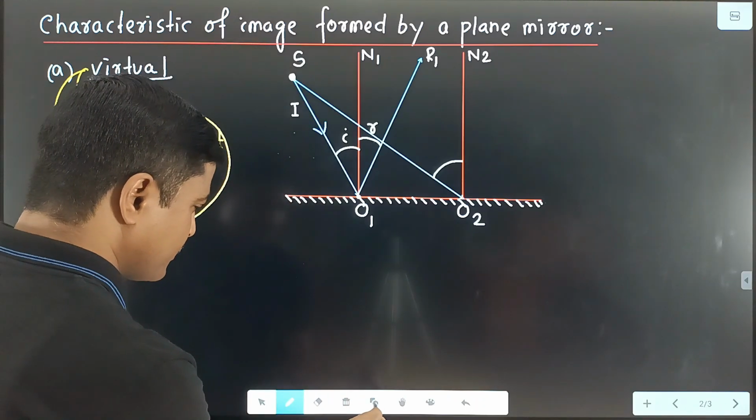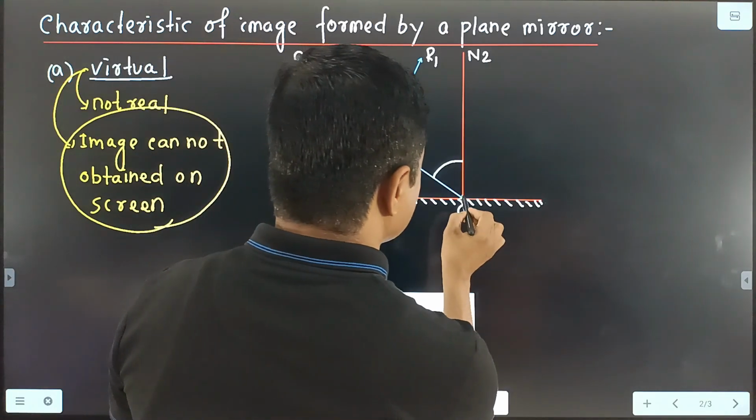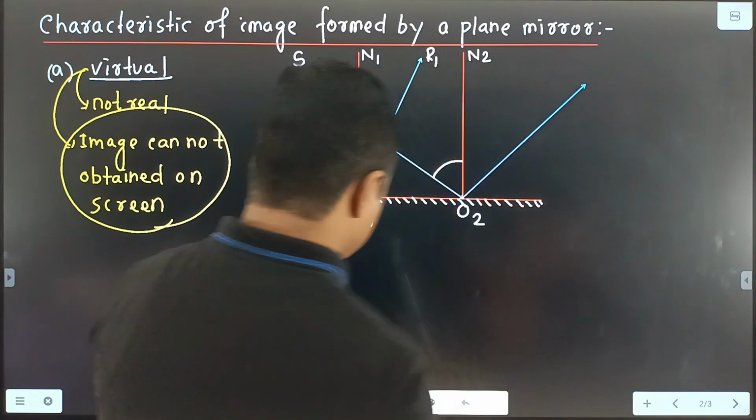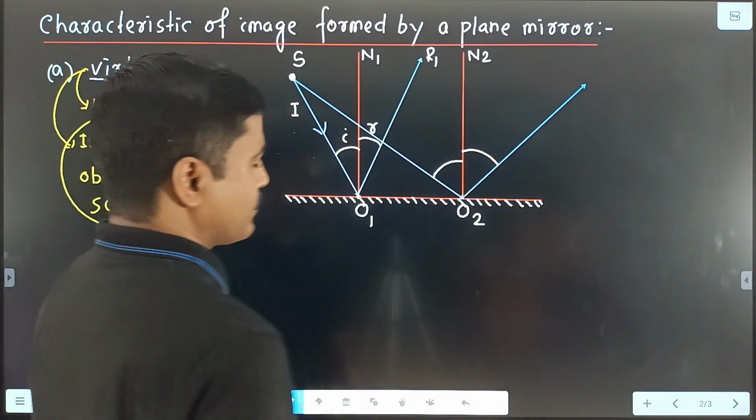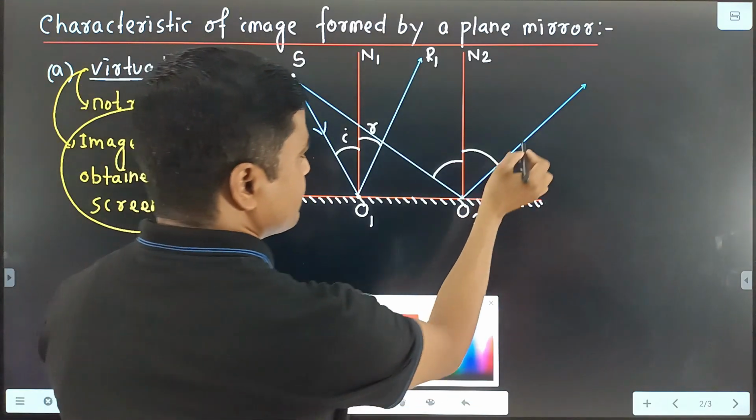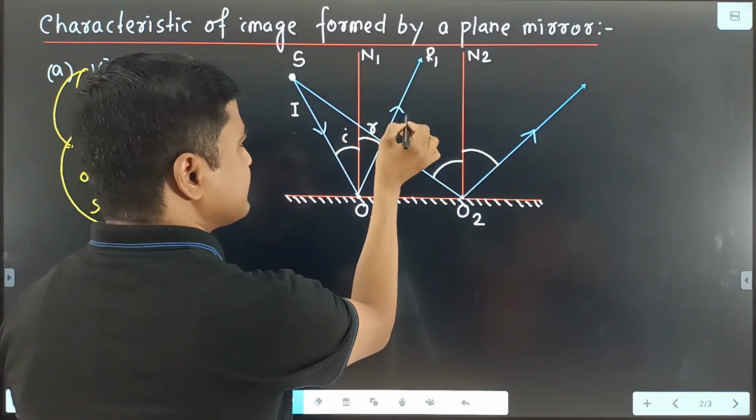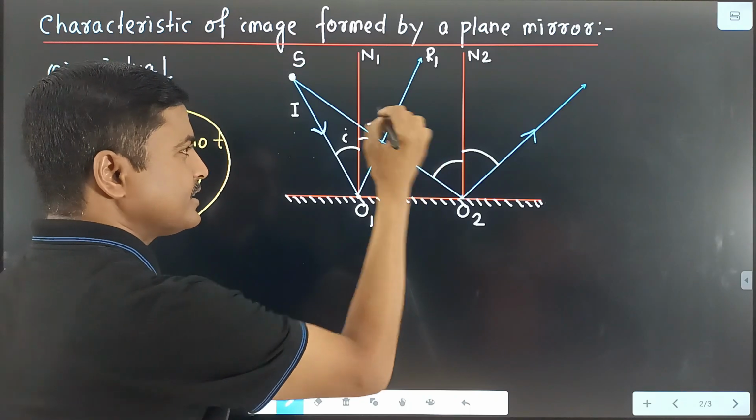So we will draw the reflected ray, and this one is the reflected ray, and this is the angle of reflection. The reflected ray here moves along this direction. This is the second reflected ray. This one is the first reflected ray. This one is the first incident ray. This one is the second incident ray.